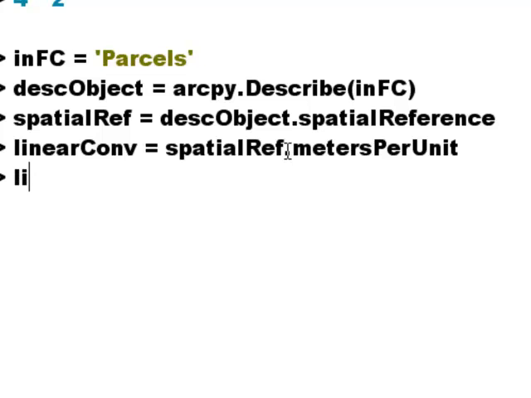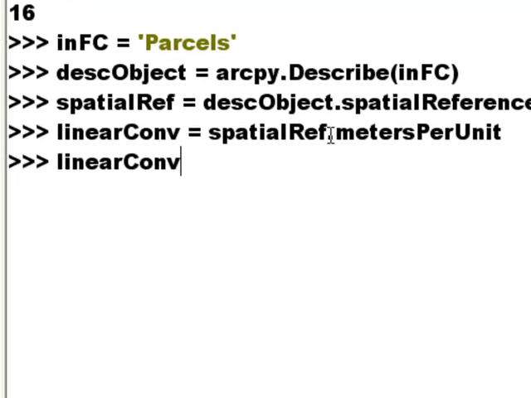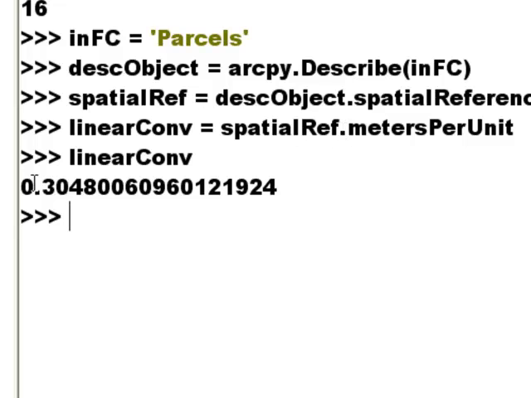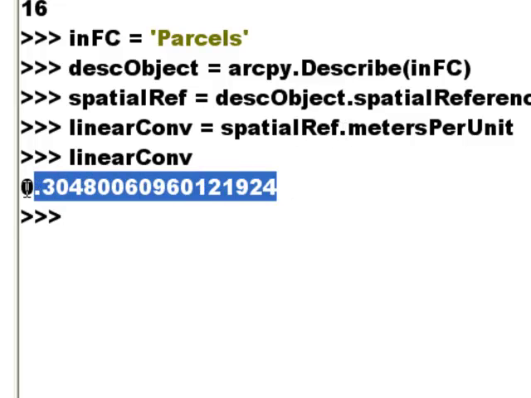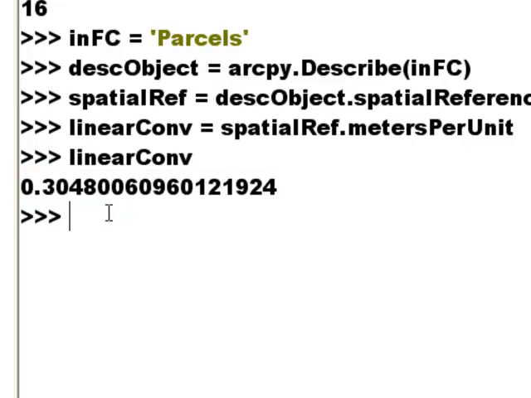Now if we look at linear conversion, the value in this variable is how many feet are in 1 meter, since the XY coordinates of our parcels were in US feet. As long as your feature class is projected, you can get a conversion factor to convert from whatever the XY coordinates linear units are to meters. Once we have that conversion factor, it's really easy to convert to hectares.